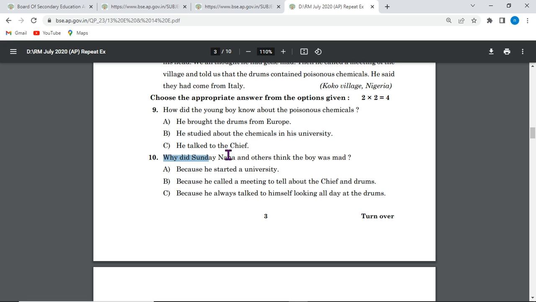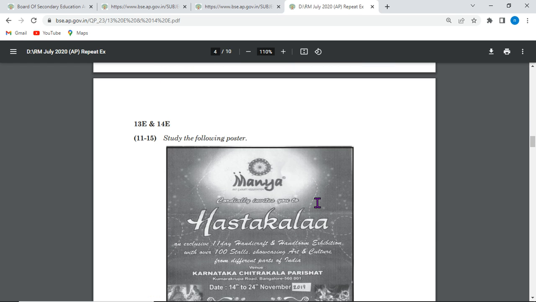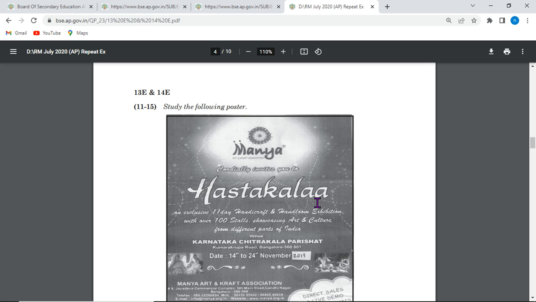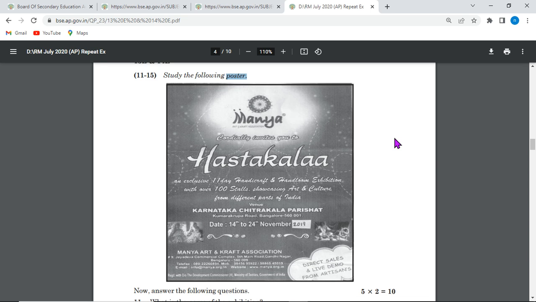Why did Sunday Nana and others think the boy was mad? Can you recall? Because he always talked to himself, looking all day at the drums. That is the appropriate answer. Now in this section A, reading comprehension, we also have study skills, which may have different types of questions. But in this model paper, we have got the poster, reading of a poster. Study the following poster and answer the given questions.